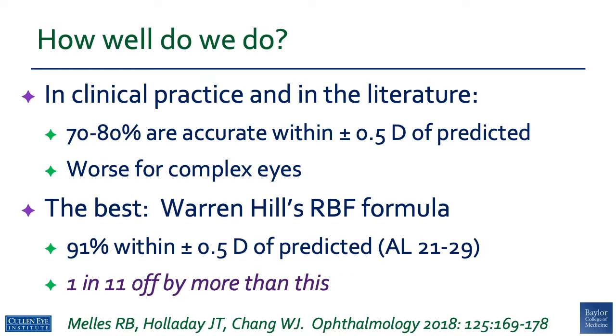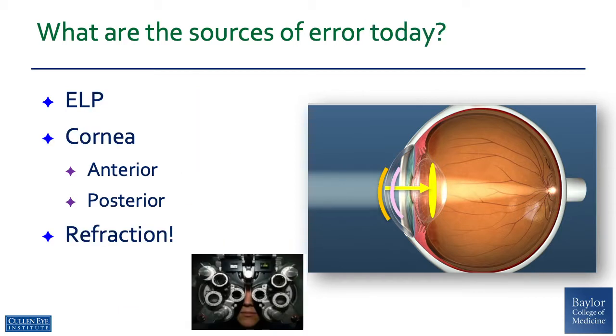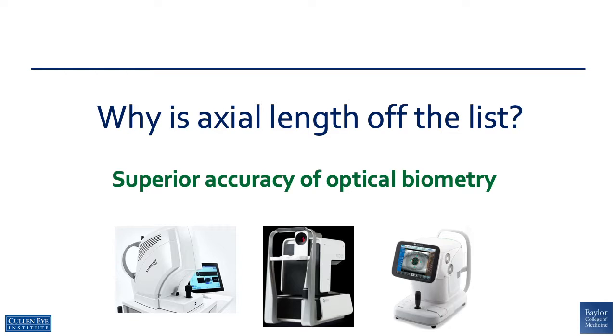So I mentioned Svirsky Norrby wrote a classic paper in 2008, and he reported that the sources of error, in terms of what prevents us from getting accurate IOL calculations, are ELP, axial length, and refraction. But what are the sources of error today? Well, it's still ELP, but now cornea plays a major role, both the anterior and posterior surfaces, and refraction still enters into the sources of error. Why is axial length off the list? Well, of course, we have these wonderful optical biometers that are so much more accurate than ultrasound.